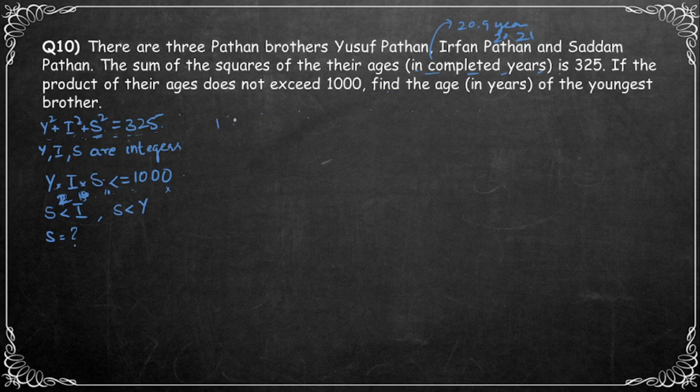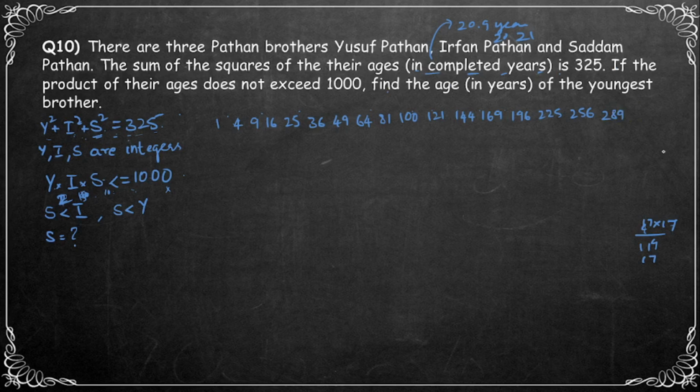So 1 square is 1, 2 square is 4, 3 square is 9, 4 square is 16, 5 square is 25, 6 square is 36, 7 square is 49, 8 square is 64, 9 square is 81, 10 square is 100, 11 square is 121, 12 square is 144, 13 square is 169, 14 square is 196, 15 square is 225, 16 square is 256, 17 square is 289.